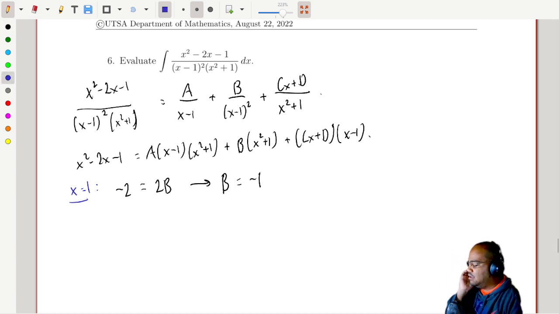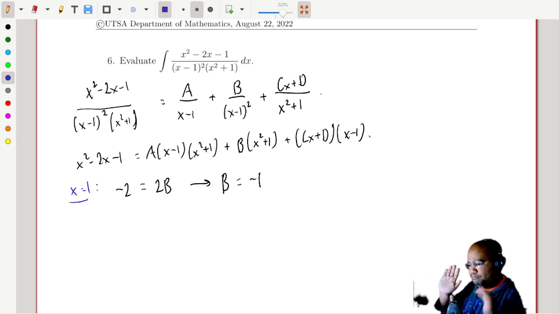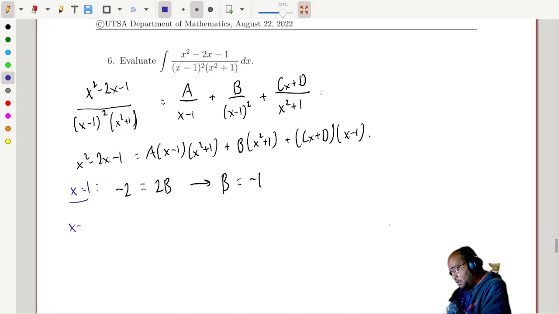All right, now we've got to be a little more clever here. This is where things can really get, shall I say, annoying. We've kind of run out of things to use. I could be a little cheeky and plug in x equals i, x equals minus i, but let's keep everything in the real numbers here. I'm going to plug in x equals 0 and see what happens. On the left, I'll get negative 1. On the right, I have negative 1 times 1, so negative A, and then I have B, so plus B.